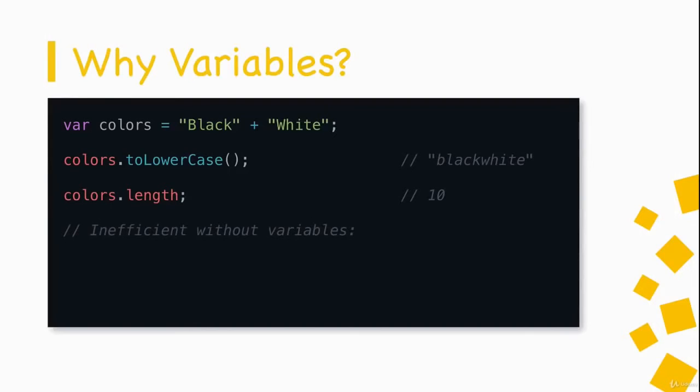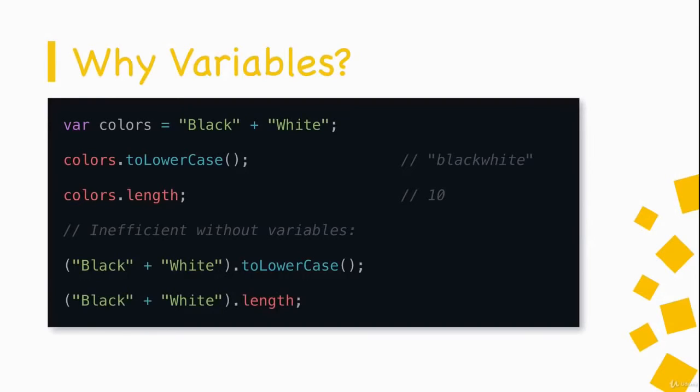Now, if we had to do the same thing but without using variables, then that would be inefficient because we'd have to write the same code like this. We'd have to write black plus white in parentheses, then .toLowerCase in order to get the lowercase black and white. And we'd have to write the same thing again, black plus white in parentheses .length in order to get the length 10 of the whole string.